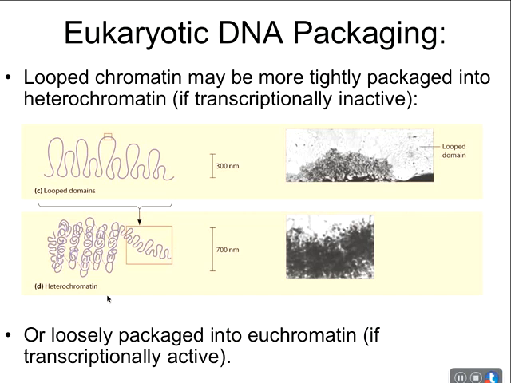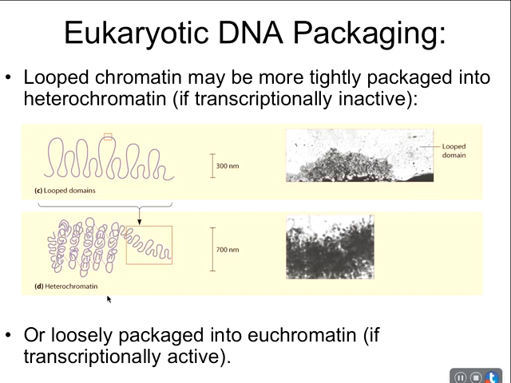This looped structure attached to a protein scaffold can be condensed even more if it's what we call heterochromatin. Heterochromatin means that it's transcriptionally inactive. It's not undergoing transcription. Therefore, it can be very tightly packed, or it can be loosely packed. You don't see this tight structure if it's going through transcription. It'll be a much looser structure. We call it euchromatin if it's transcriptionally active.